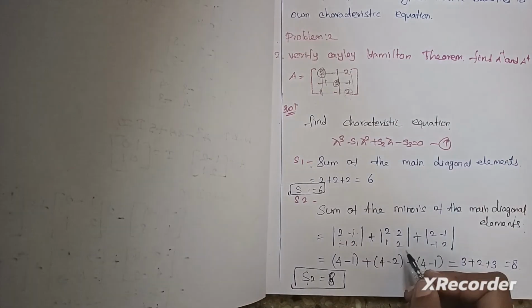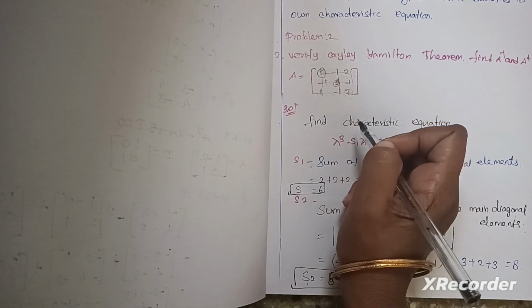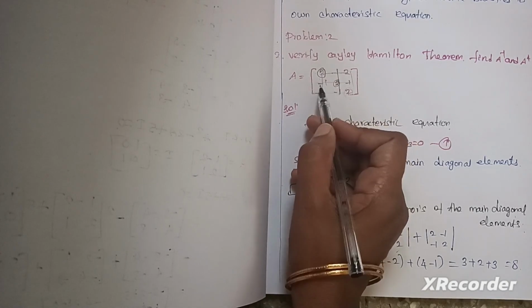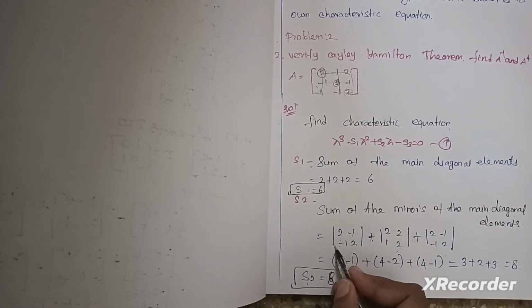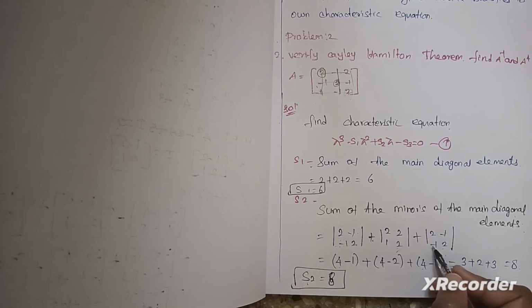2 1, 1 2. Next taking the third diagonal element 2, omitting this row and column, we write 2 minus 1, 1 2 ... 2 into 2 is 4, minus 1 into 1 is minus 1, so 4 minus 1 is 3. Then 4 minus 2 is 2. Next 4 minus 1 is 3. Then we add 3 plus 2 plus 3 equal to 8. So S2 equal to 8.